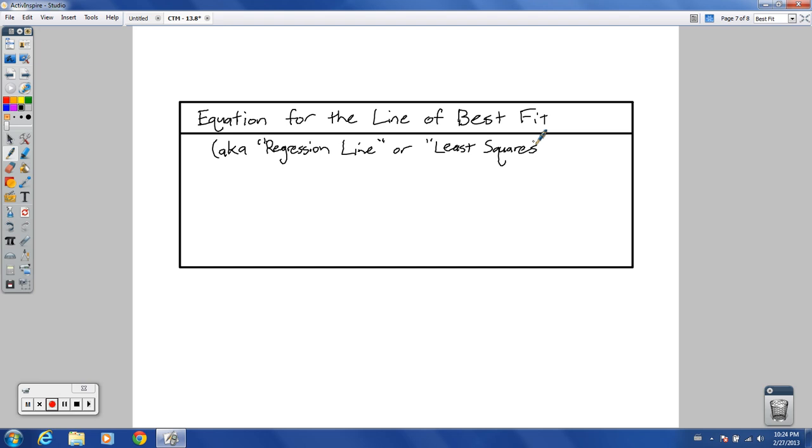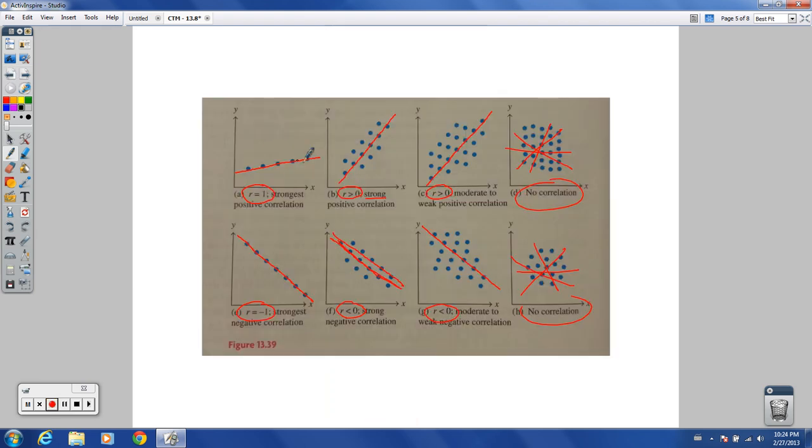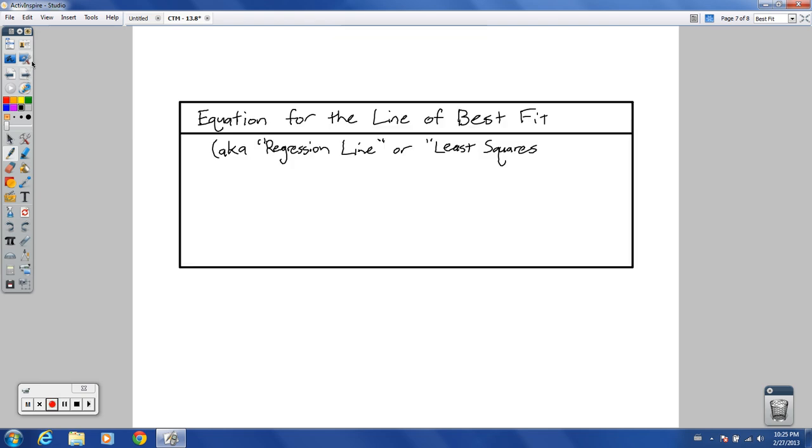This is where if you draw a line like this, let's go back a couple, if you draw a line like this is where the data points are in total the shortest distance away from the line. So it's the line that best fits the data, in other words. The least squares line is another way to say that.